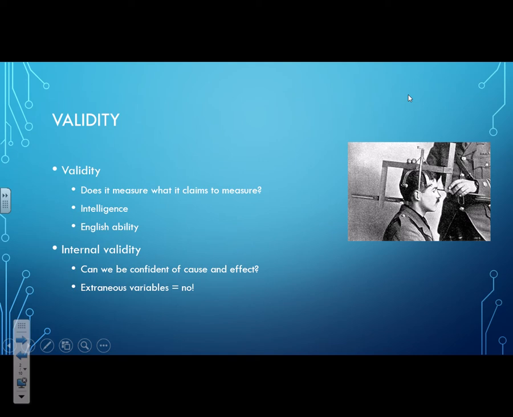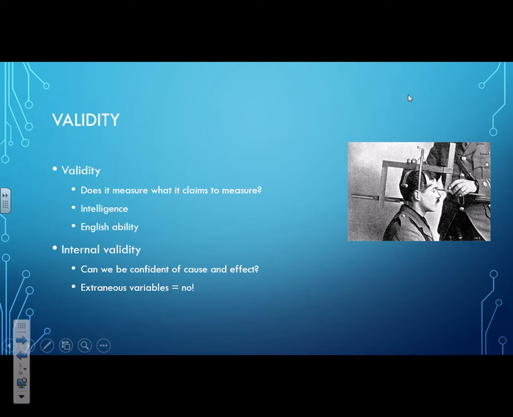And the same with English ability, the same old example I use all the time. We claim to measure English ability, but we use a GCSE maths paper. So it claims to measure English, but does it measure that? No, it measures maths, so it lacks validity.